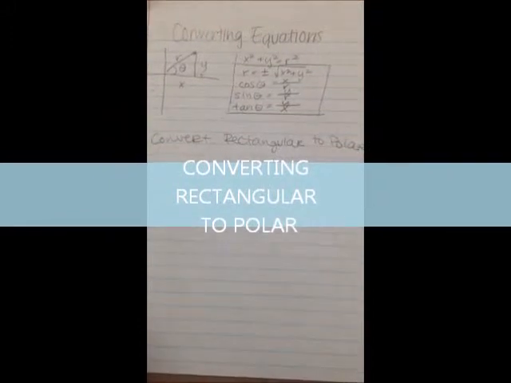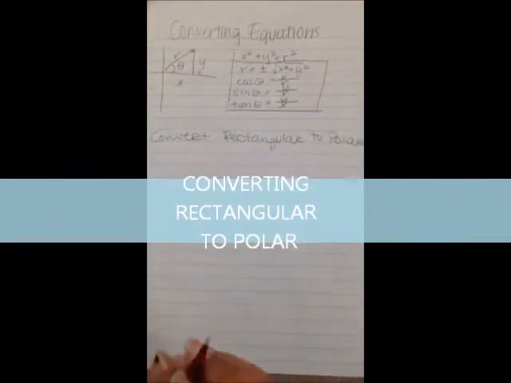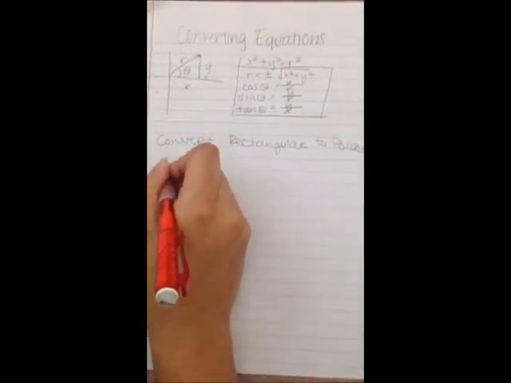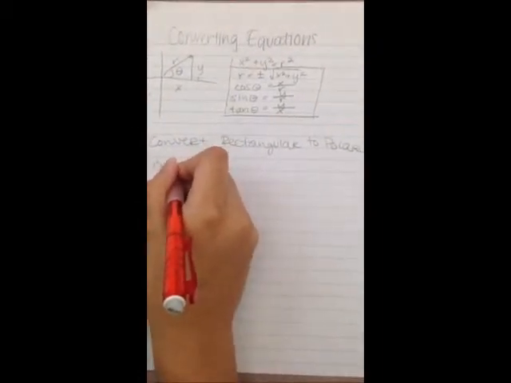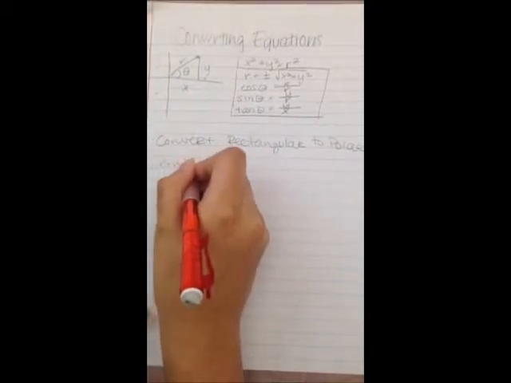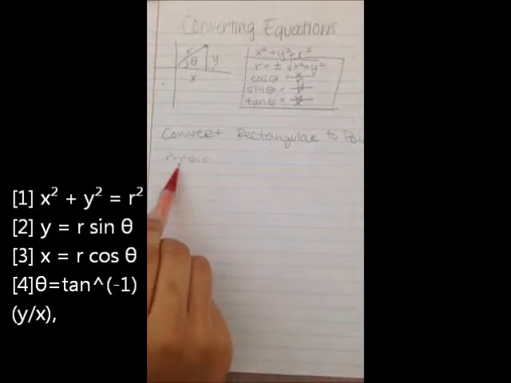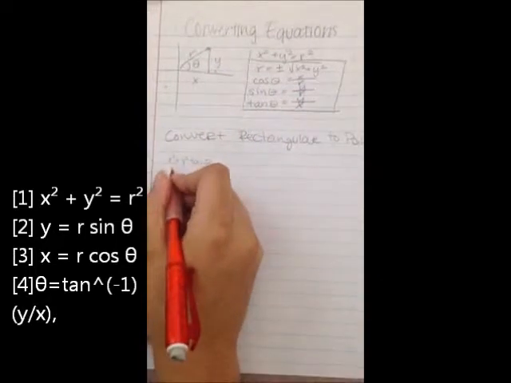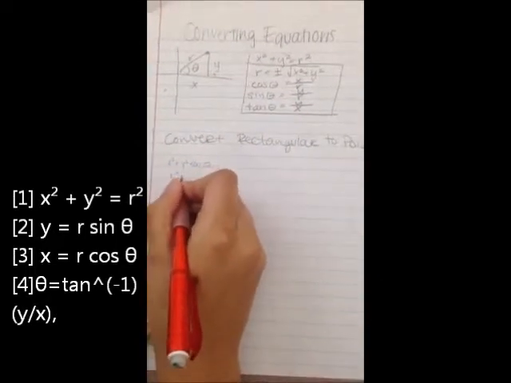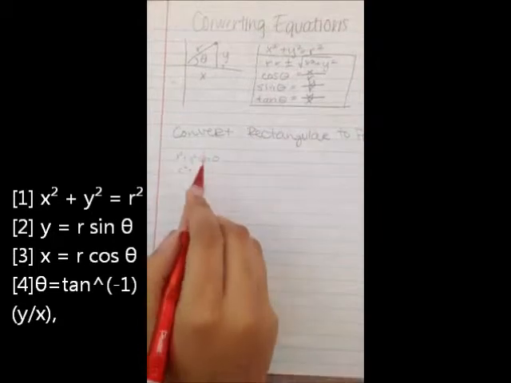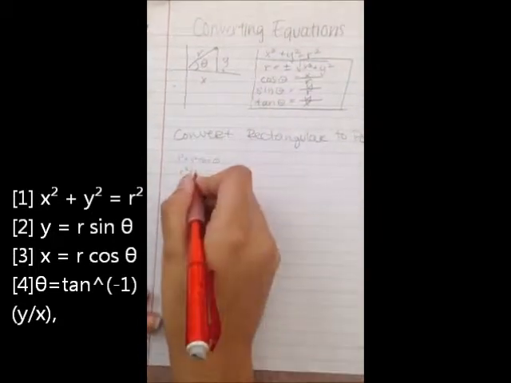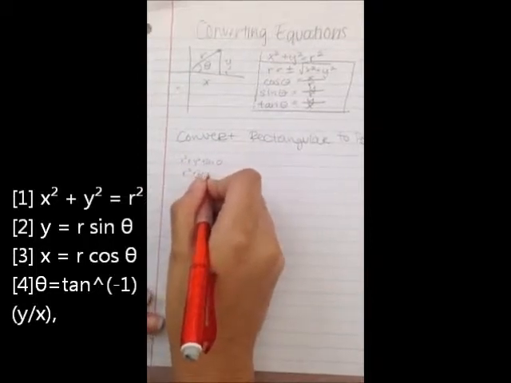So now we're going to start off with a basic problem of converting from rectangular to polar. So the problem is x squared plus y squared plus 2x equals 0. As we've already established, x squared plus y squared equals r squared. So now we can just substitute r squared for that. And then we also know that x equals r cosine theta. So instead of 2x, we're going to put in 2r cosine theta.